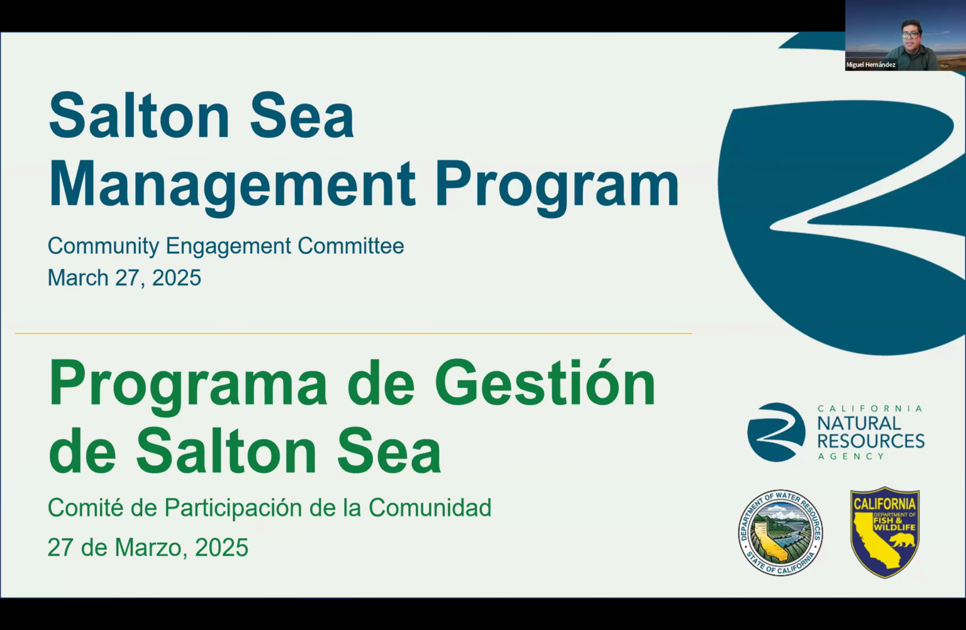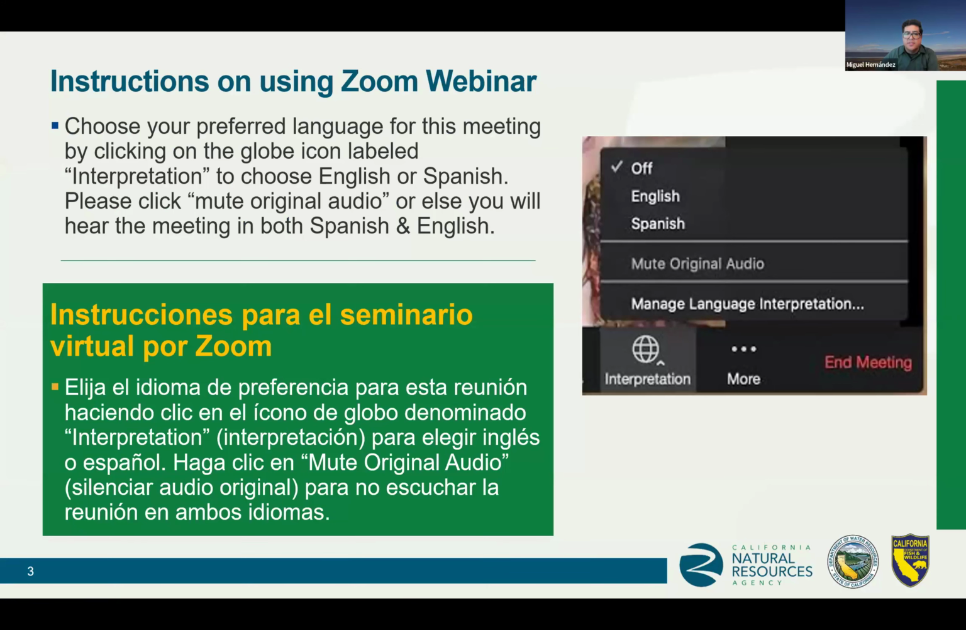Okay, next slide. Just want to go over some of the basic instructions on how to use our Zoom webinar and let you know that, as always, we have interpretation available to Spanish. To select that, you will go to the bottom of your screen, and on that ribbon of options, you'll see interpretation. So you'll need to select that and choose your language of preference. I think by default it might be that you have English, but you might need to select mute original audio in case you're hearing both languages at the same time. It just depends on your case.